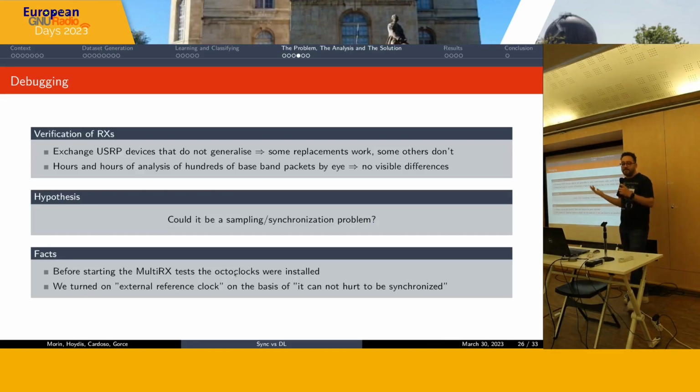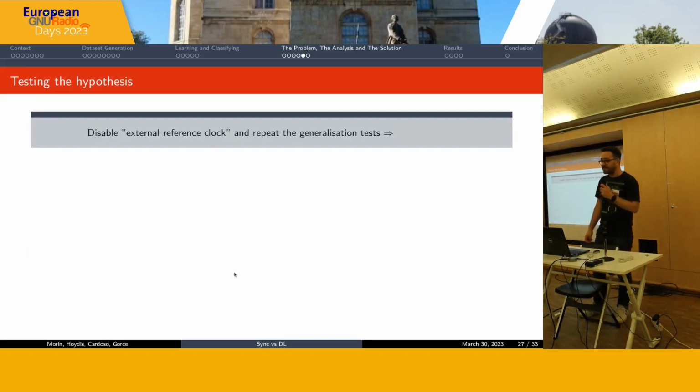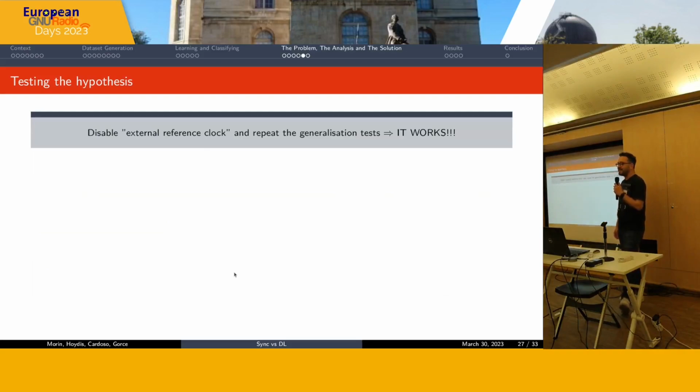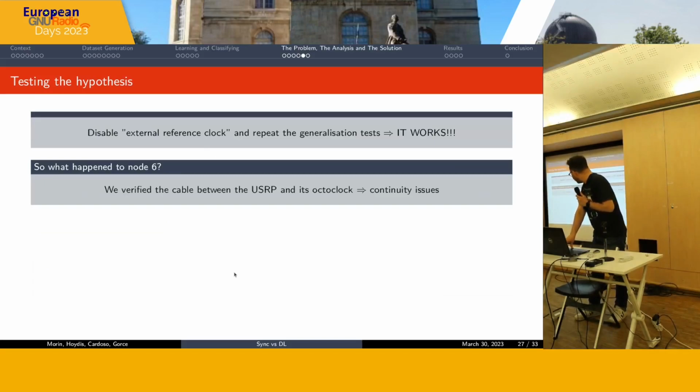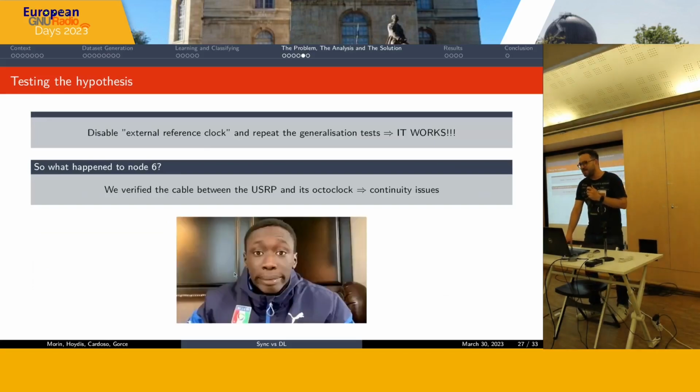His reasoning was okay. It's like, it cannot hurt to be synchronized, right? So we tried that. We disabled the external clock, and it all worked. So we were like, okay, now how do we explain that? So basically, we have everything that works, but we still don't know what happened to node 6. So we went down inside of the room and we started fiddling around with the node, and the clock cable was bad. So that was a big problem. Actually, it was a relief, but at the same time, we were not impressed.